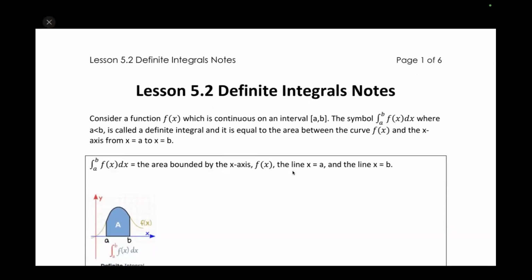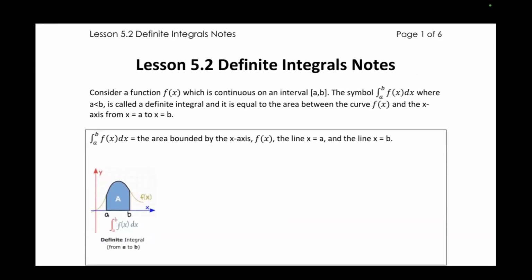So in the last lesson, 5.1, we looked at indefinite integrals. And today we're looking at the concept of a definite integral. So what is the difference? Notice with the indefinite integrals, we had things like the integral of 3x squared dx. There were no numbers at the top and bottom of the integral sign. That's an indefinite integral. A definite integral has limits of integration, a number at the bottom and at the top.